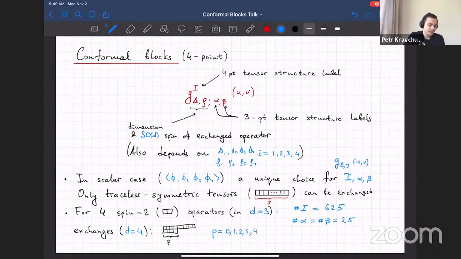Okay. So I'll first focus on the scalar blocks and discuss how they can be computed, and then move on to discuss what we can do with these monstrous conformal blocks with spin.